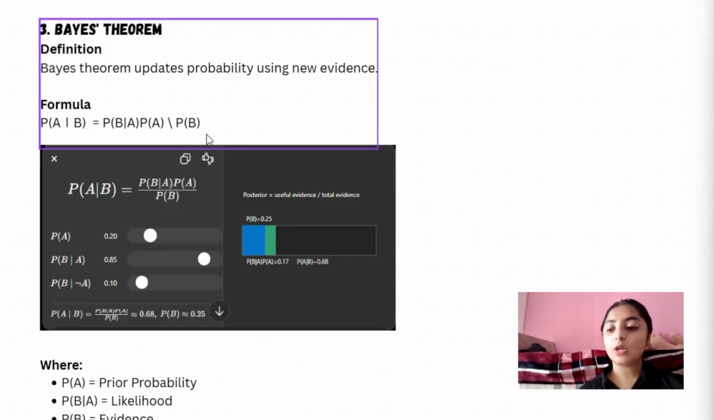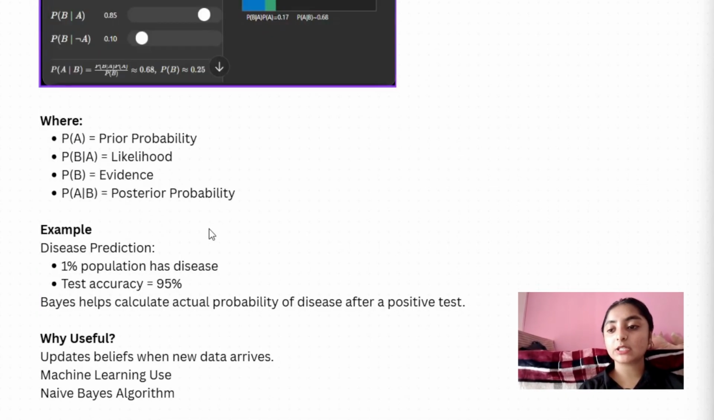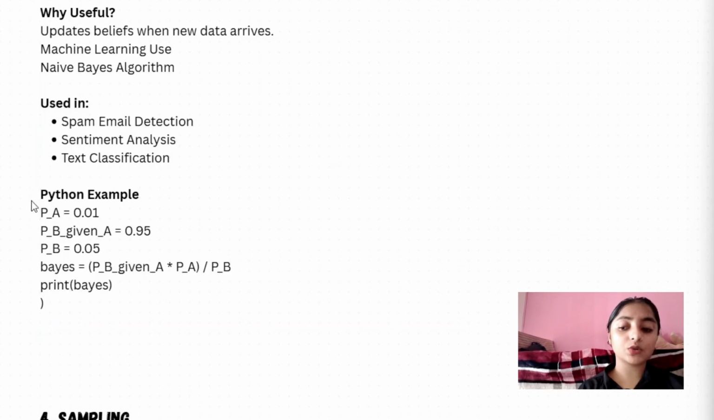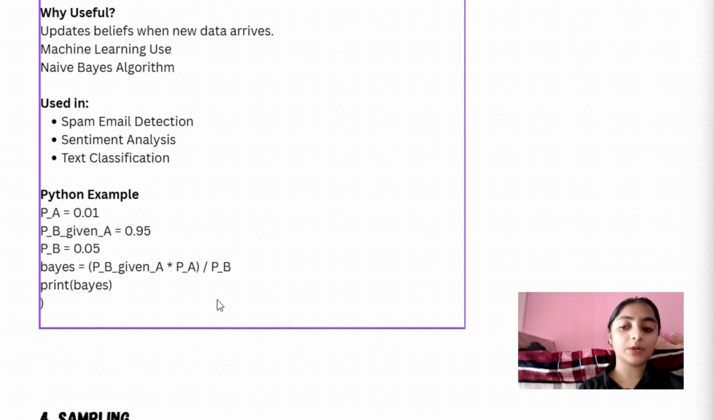So this is all about Bayes theorem, where we discussed the definition of Bayes theorem, the formula of Bayes theorem, also where it is useful in machine learning, examples of Bayes theorem, and why it is useful. It is used in some machine learning algorithms, and also Python code for it.